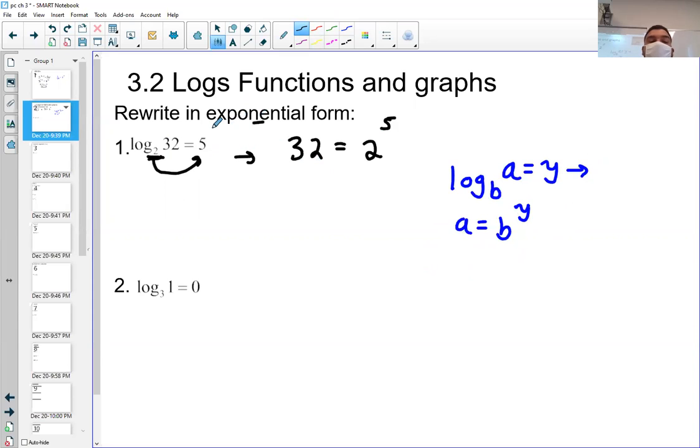For this question, yeah, because I'm just asking you to rewrite it. So the answer is 32 equals 2 to the fifth power. Yeah, because all I ask you is to rewrite it. There's no real solving here.